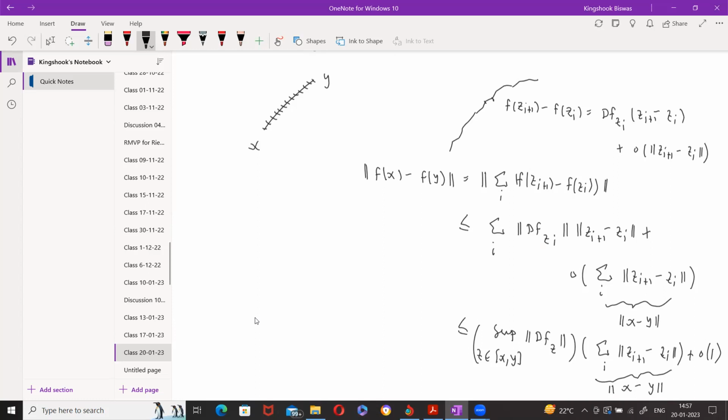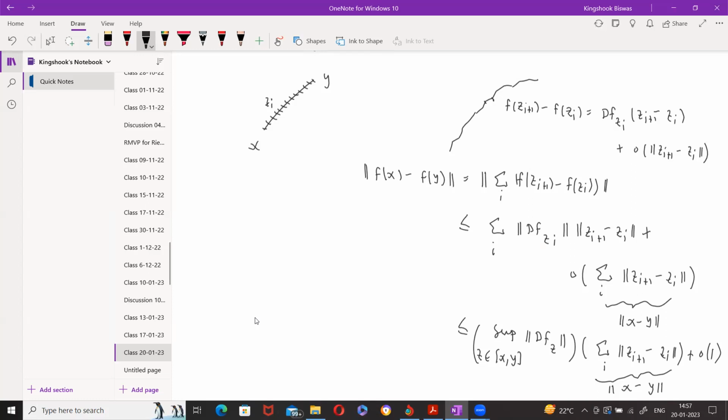Yeah, it is clear. But the thing that you have written at the last, that is the sum of the norm of z_{i+1} minus z_i. That's true on the real line, right? I'm on the line segment. Sum of these norms is equal to the full length, right?